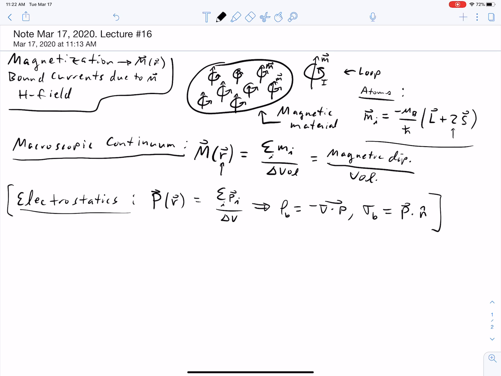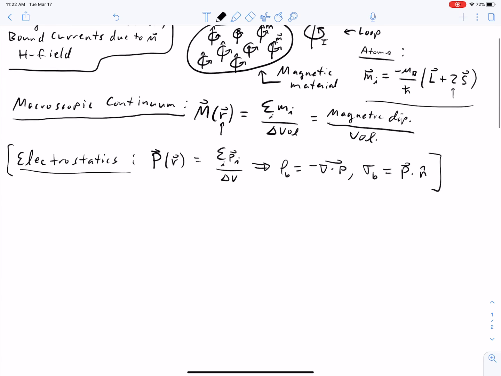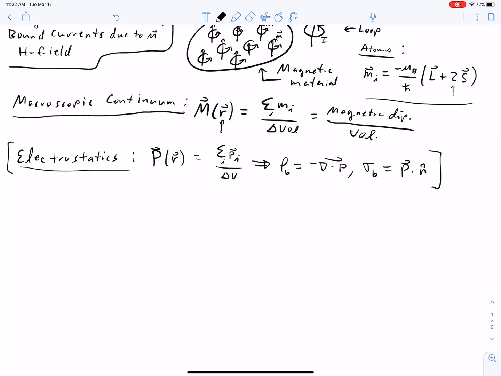And so basically what we're going to do now is the exact same thing like we always do. We just keep repeating ourselves. We're going to do the same thing for magnetostatics that we did in electrostatics. So we're going to show that there are also bound currents in magnetostatics. The strategy we're going to follow is the same strategy that we followed before for electrostatics.